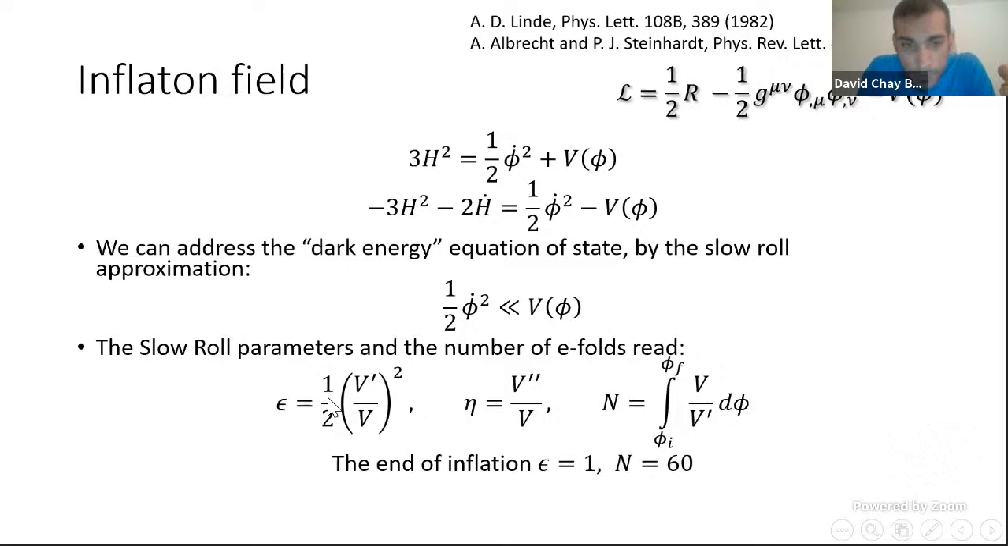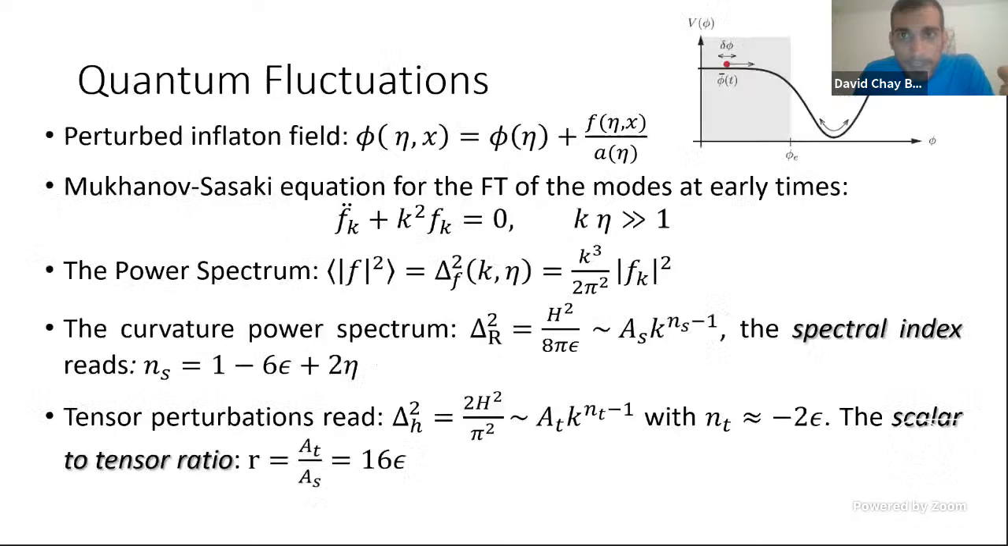So the end of inflation is the following. When epsilon, the slow roll parameter, which is related again to the structure of the potential, equals 1, the number of e-folds is going to be around 60. And the number 60 is related to the temperature rates. Okay, so this is for the homogeneous solution.